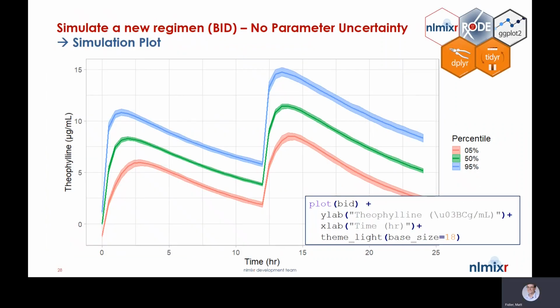When you decide that you've done this simulation, you can plot it using plot, and it will give you a plot sort of like this, where it has the X label, the Y label, and then you can use a theme to make it so it's not quite so dark or light. And this allows you to show what the simulation with this new regimen, this BID regimen with the Theophylline, could be using no parameter uncertainty.